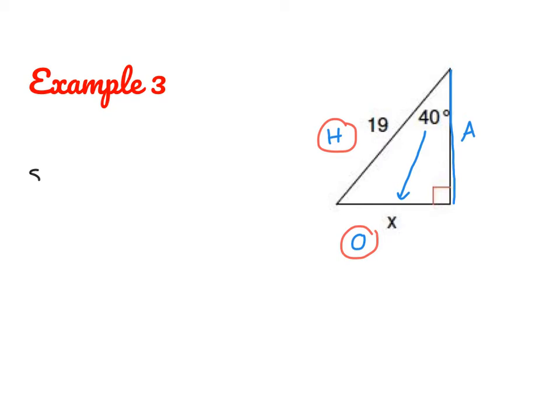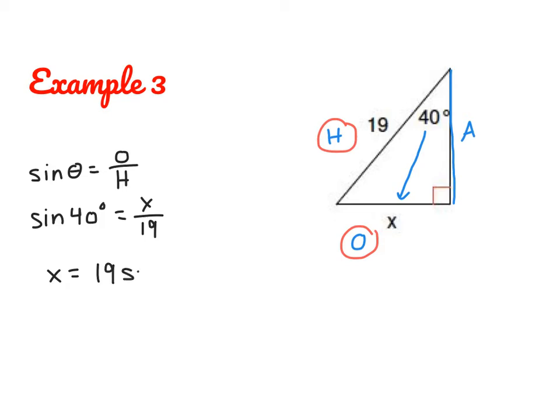So I know that means that we'll be using sine. Sine of theta is opposite over hypotenuse, and now we substitute values that we know. The sine of 40 degrees equals x over 19. So x equals 19 times the sine of 40 degrees. From here, we'll use our calculator to get a decimal approximation, and you should get 12.2.